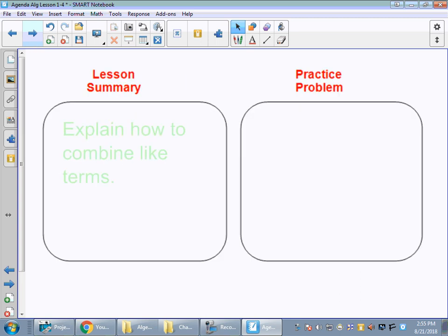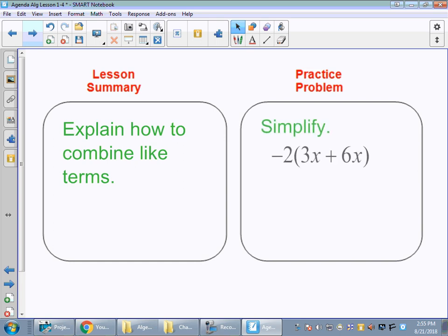All right, lesson summary here. Explain how to combine like terms. Just explain what you do in the box. And your practice problem is to simplify this expression here. And it doesn't tell you to write the properties used, so just make sure we simplify it. And remember, simplify means use distributive property and combine like terms. So no parentheses left over and no like terms without combining them.